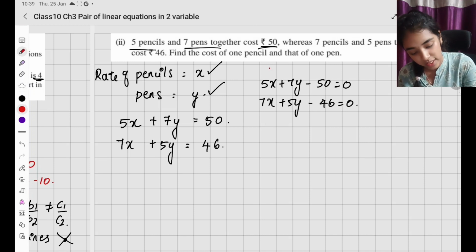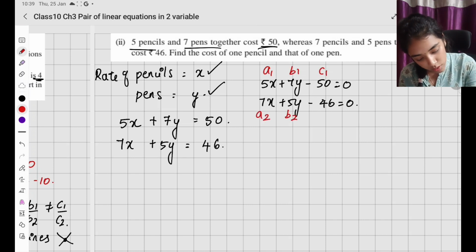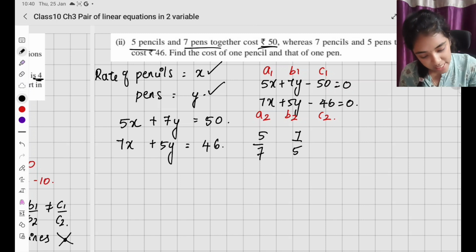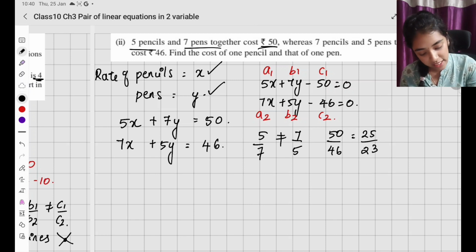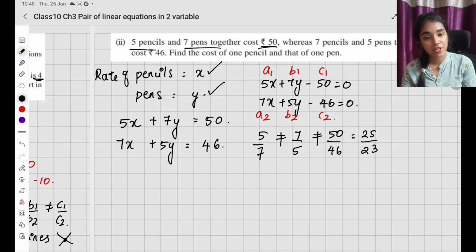Now in a1, b1, c1 and a2, b2, c2, what do we know? a1, b1, c1. This is a2, b2, c2. Now what is a1 by a2? It is going to be 5 divided by 7. Then b1 by b2 is 7 divided by 5. Then c1 by c2 is going to be 50 divided by 46. If we simplify this, we have 25 divided by 23. What do we see here? All the 3 ratios are not equal.